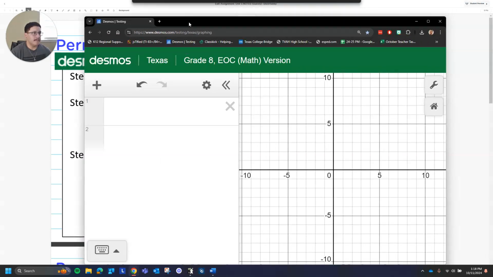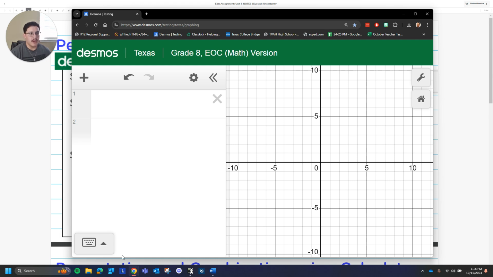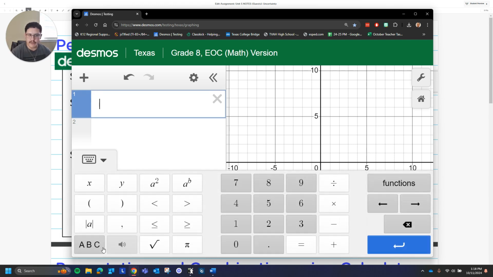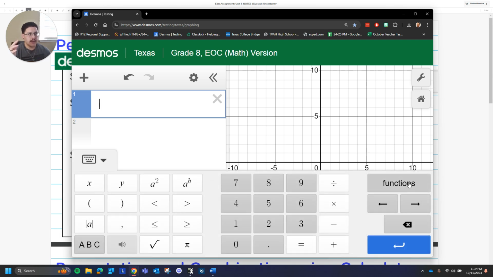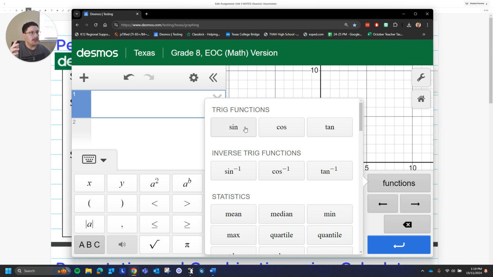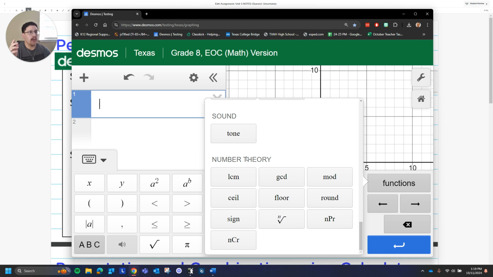Okay, so now to find permutation and combination on the calculator, you can type it up, but first we're going to find it in the keyboard here in the functions area. You're going to hit this arrow to bring the keyboard up, and then click on functions. Then we want to scroll down to number theory, and you will see the nPr for permutation and then nCr for combinations.